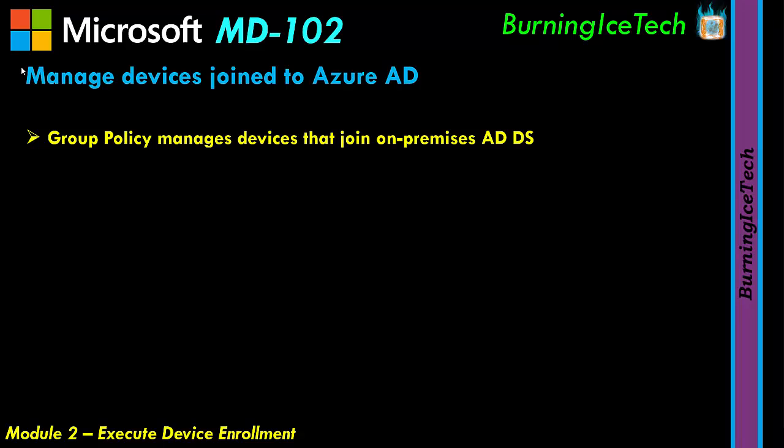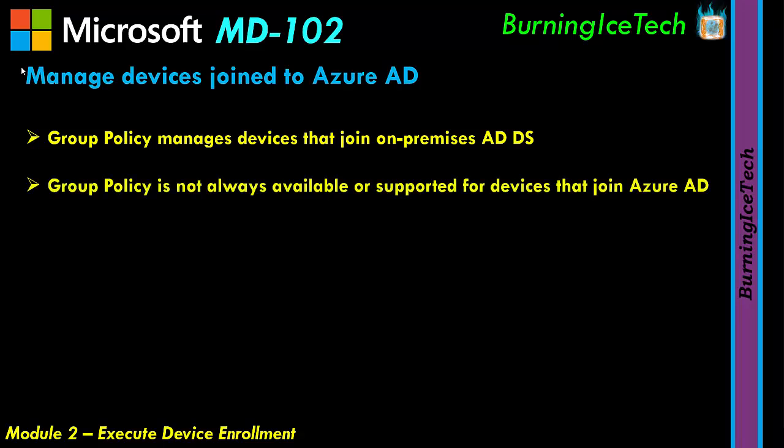But there's a catch. It's limited to on-premises devices. Well, I wouldn't say it's completely limited to on-premises devices, but it is limited to Windows devices. So yeah, there is that problem. If people have iOS devices or Android devices, and these devices are joined to Azure Active Directory, it ain't going to work, folks. So group policy is not always available or supported for devices that join the Azure Active Directory. So that's devices in the cloud now.